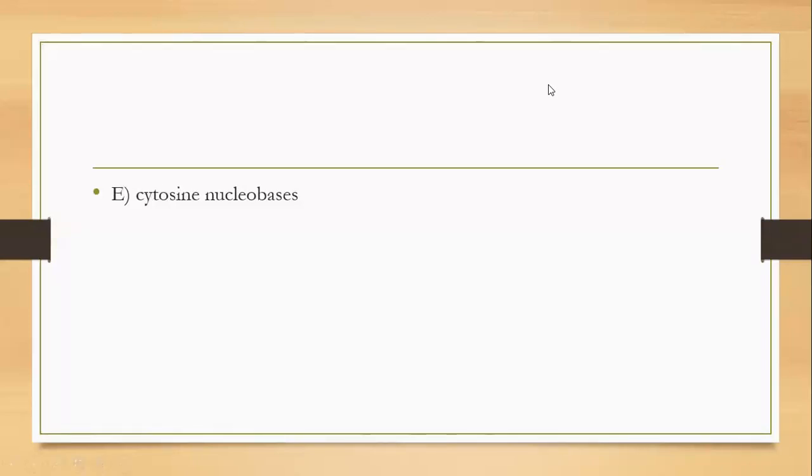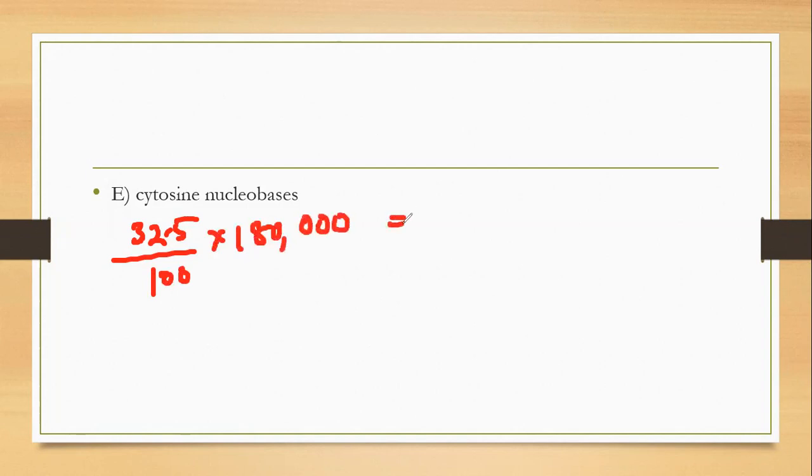So cytosine. As already discussed, we have 32.5% of GC content. If you calculate 32.5% of 180,000 base pair, you get around 58,500 of cytosine or guanine. And this also balances your equation.